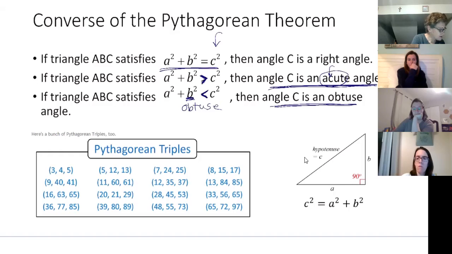And the last one, I tried out 3, 4, and 7. Take the two smallest ones and square them first. So that's 9 plus 16 is 25. And 25 is less than 49, and therefore it's obtuse. So if you always think of it in the order of A, B, C, you can do that little trick.